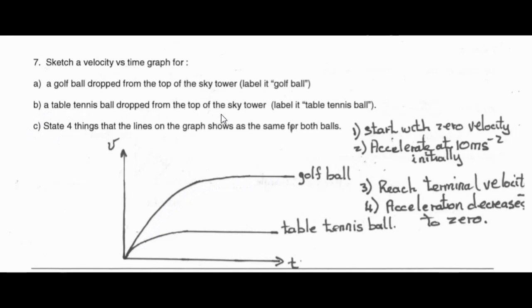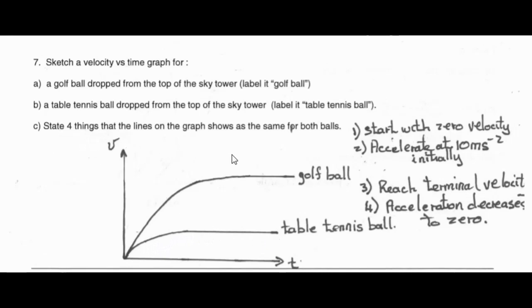A table tennis ball dropped from the top of the Sky Tower, label it tennis ball. So this one is going to not reach such a high terminal velocity because its weight is less. And so with its weight being less, the downwards force is less, and so the acceleration is less, and so the gradient is less, but it still reaches a terminal velocity.